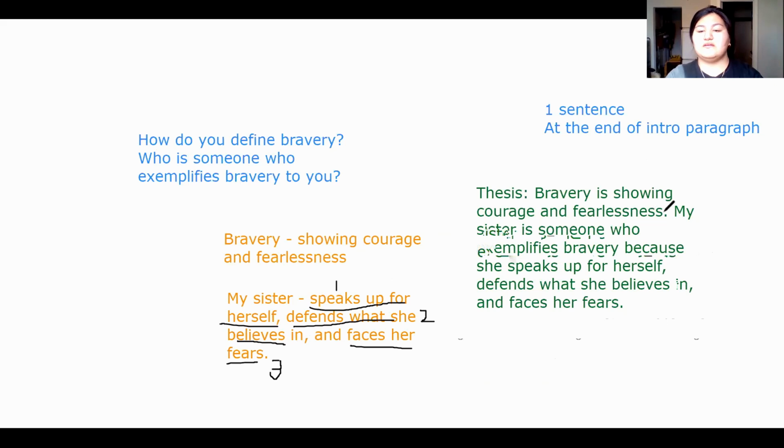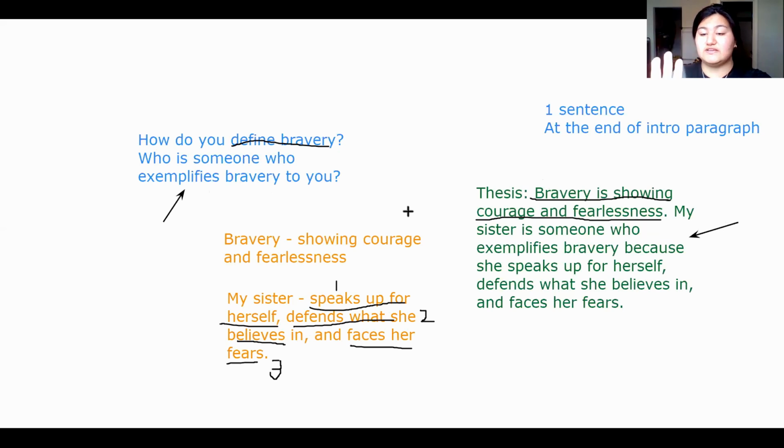I know you might be thrown off a little bit by this first sentence right here, but just keep in mind that this is very important to the question that you're being asked. So define bravery, but the most important thing is right here. That's your one sentence, because this is where you're supposed to be expanding. So there you go, your thesis. Bravery is showing courage and fearlessness. My sister exemplifies bravery because she speaks up for herself, defends what she believes in, and faces her fears.